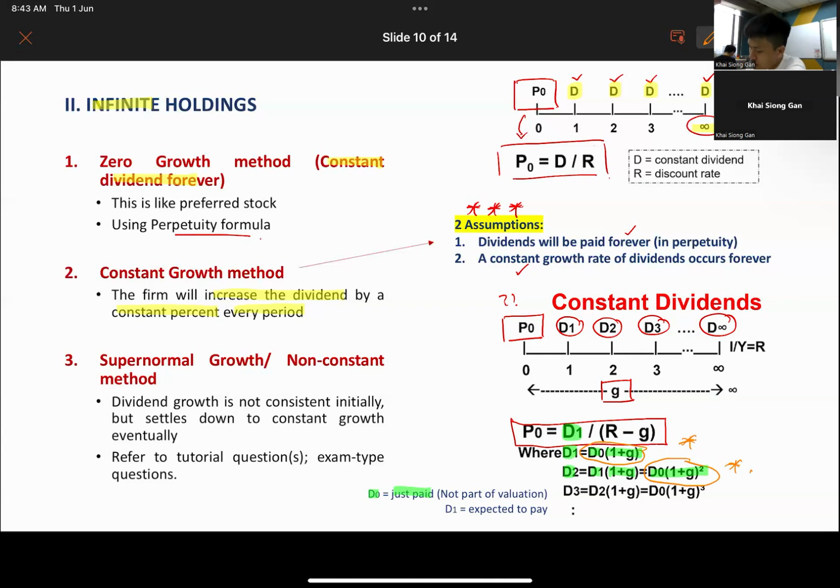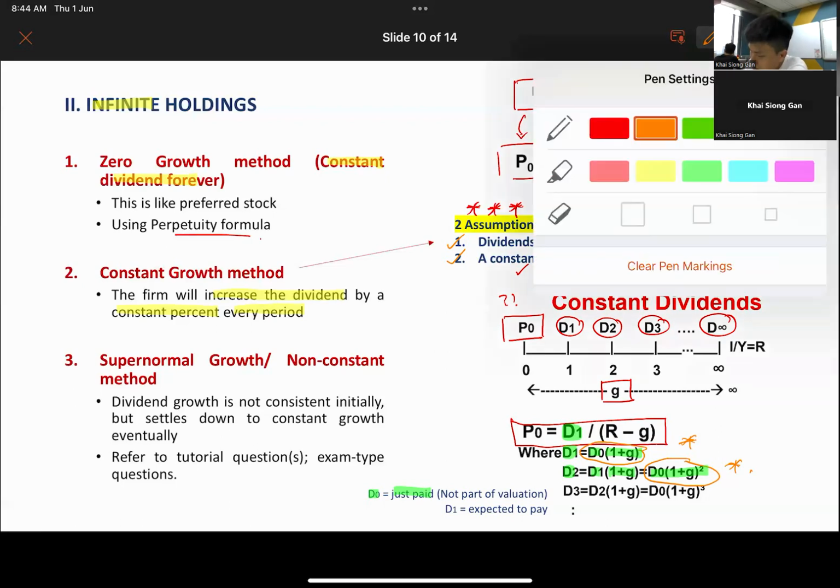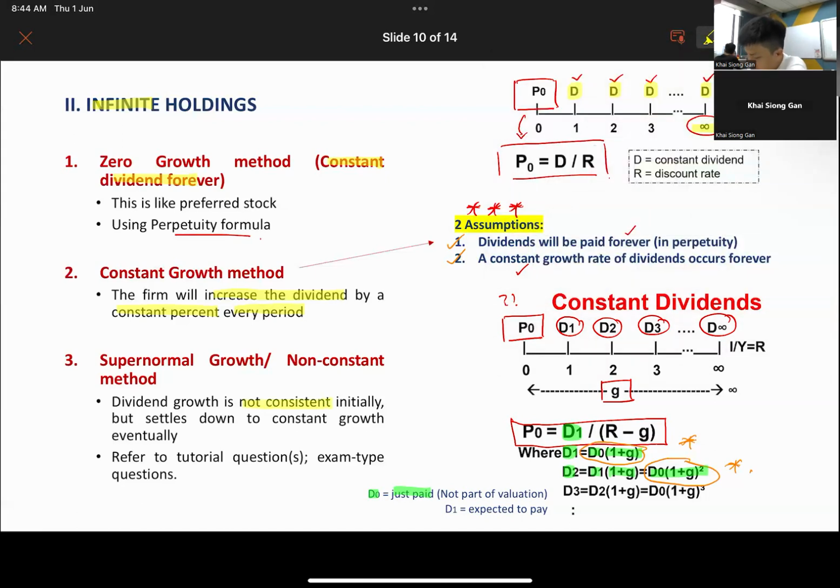Okay, so only if they fulfill these two assumptions, as you can see here, then only can you use constant growth method. Now the third method is called supernormal growth or non-constant growth method. That means that here the dividend growth is not consistent anymore. It is not consistent initially. So in year one you will receive an amount of dividend, in year two another amount, and in year three another amount, and the growth rates are not the same initially, but later on it will settle down to a constant growth rate eventually. After a few years, then only it will settle down and follow the consistent growth rate.